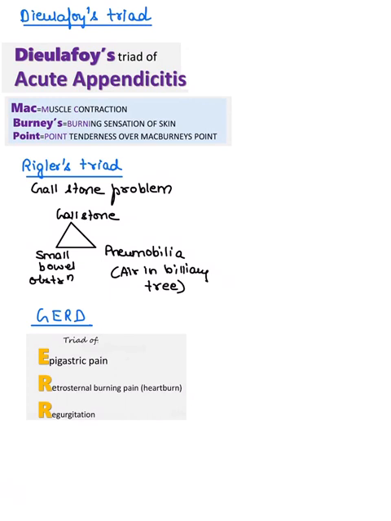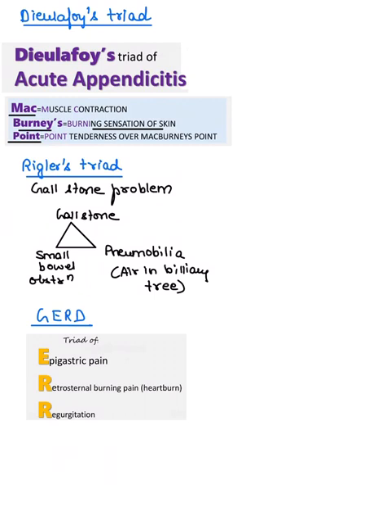Now coming on to the Delafoy triad. This triad is seen in cases of acute appendicitis. Okay, so how will you remember acute appendicitis? Mac-Burney's point. M is for muscle contraction. Burney's is for burning sensation of the skin, and point is for point tenderness over the Mac-Burney's point.